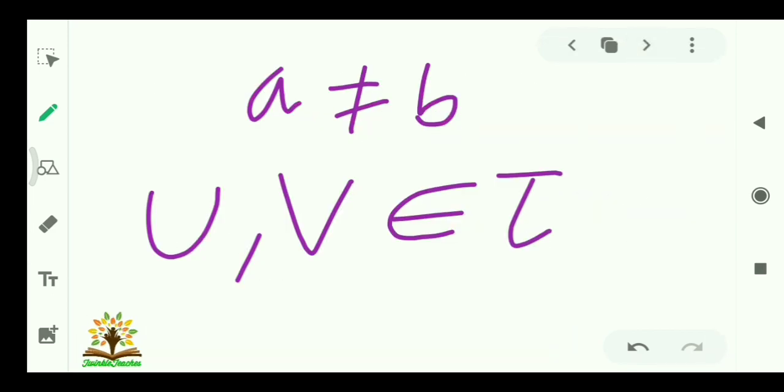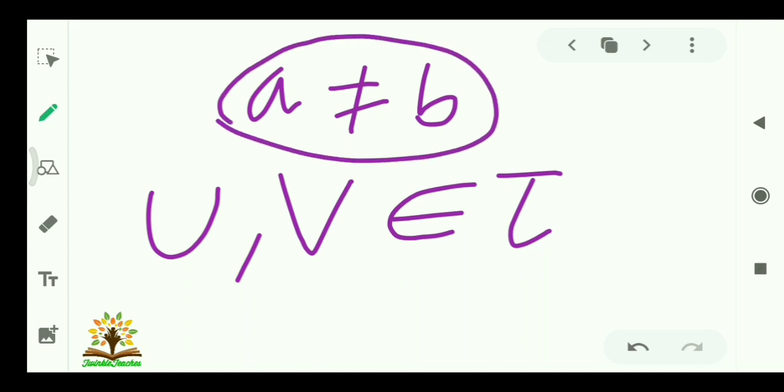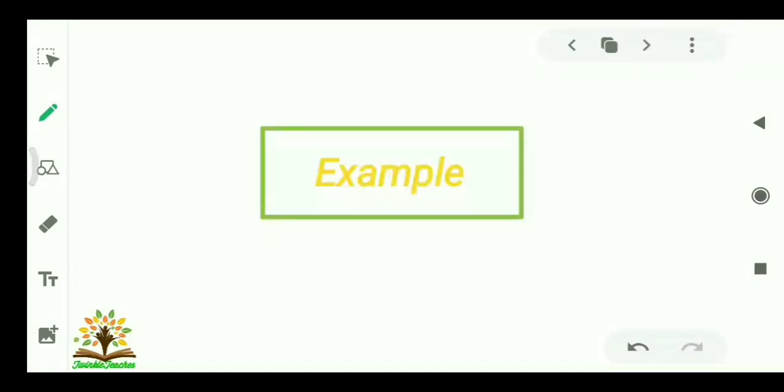Two things we have to be very careful with. A and B should not be the same, otherwise the space will not be Hausdorff. Also, we have to notice that U and V should be open subsets, or you can say open sets from the set X. You can choose the sets from tau, because we know that tau is the collection of all open sets. Let us understand it with the help of an example.